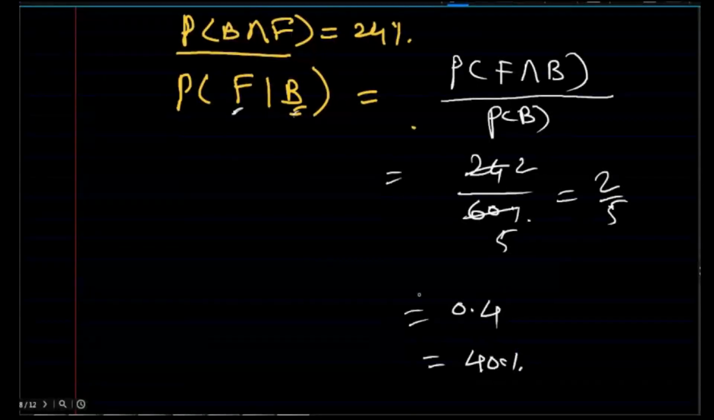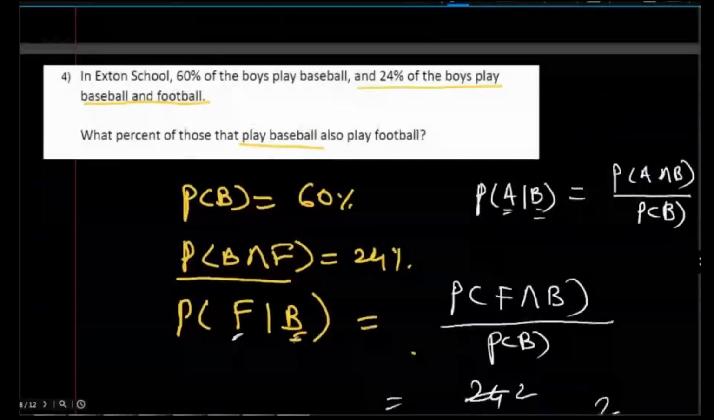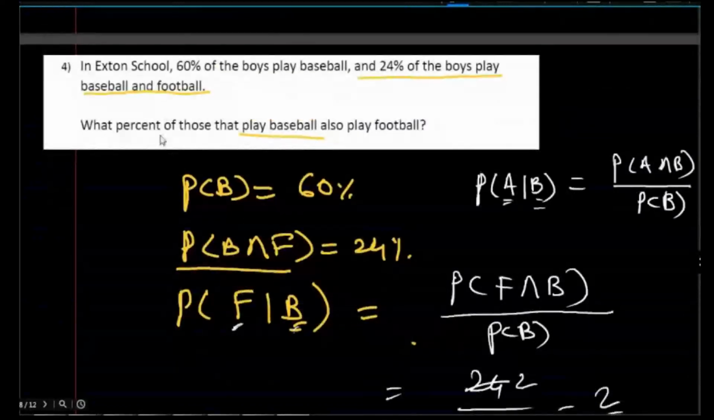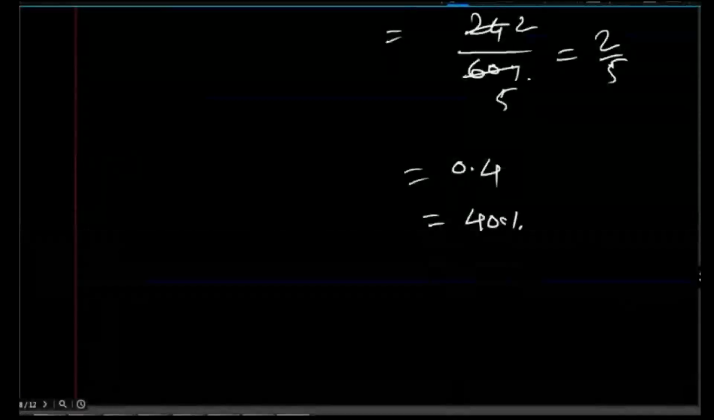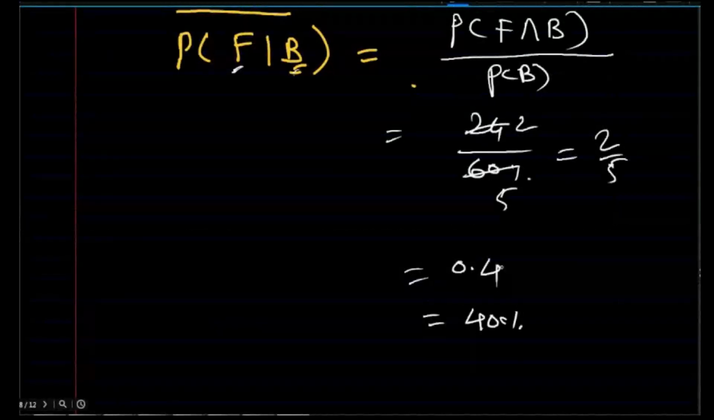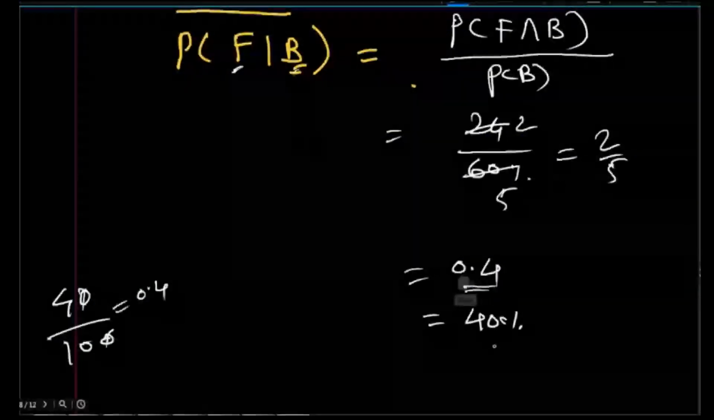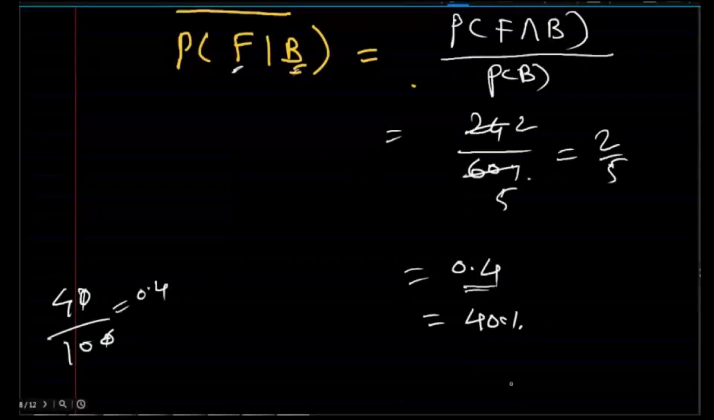Am I correct? 0.4 means 40%. They have given the data in percentage and asked for the output in percentage. So this is equal to 40%. 2 by 5 is equal to 0.4, and 0.4 means 40 divided by 100. 40 divided by 100 is 0.4. So 0.4 means 40 divided by 100, or 40%.